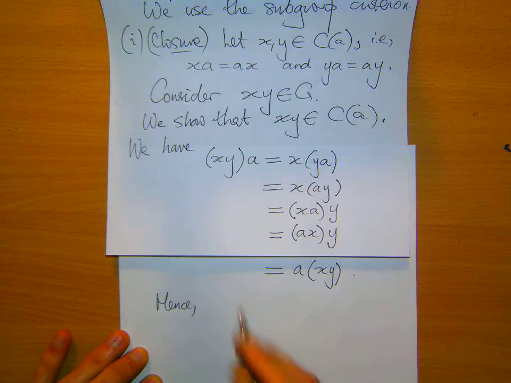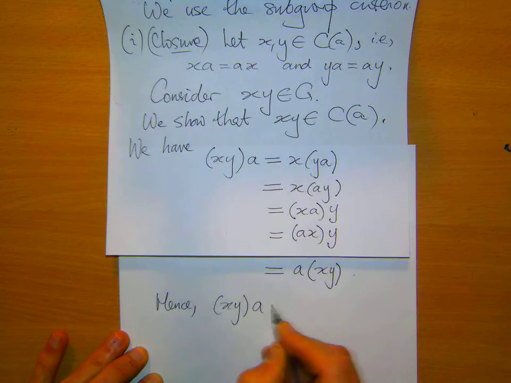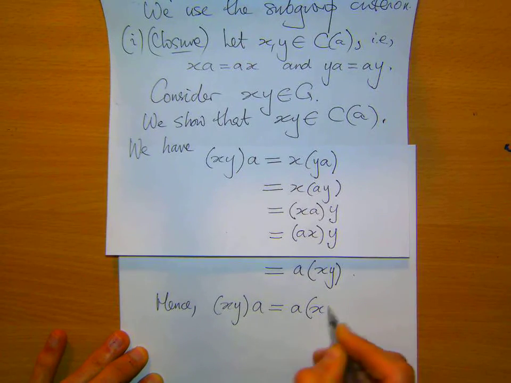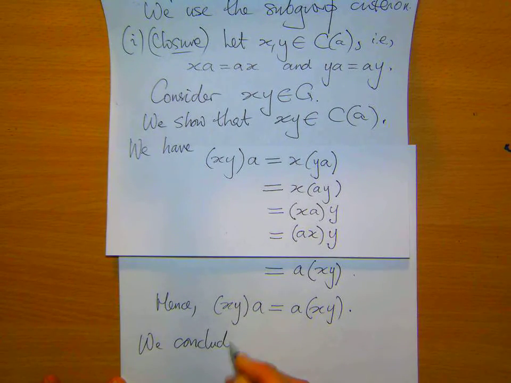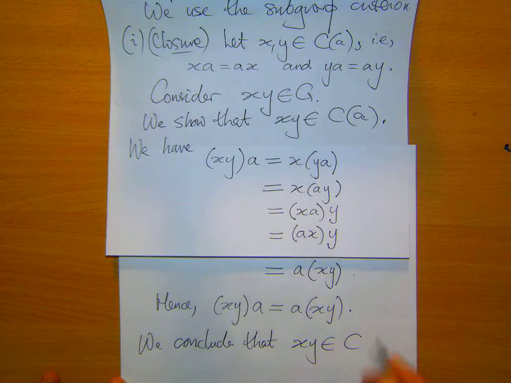So now I've got what I want. Just to summarise my few lines of computation, XYA is the same as AXY. So I've got x and y from the left of A onto the right of A, so in other words xy commutes with A, so we conclude that xy is in C of A.